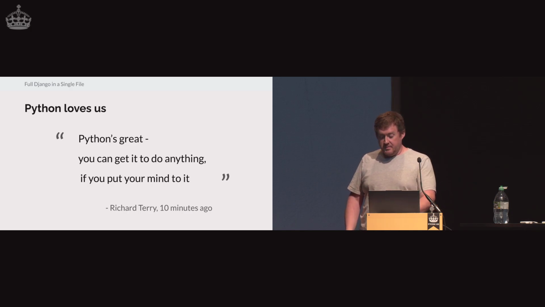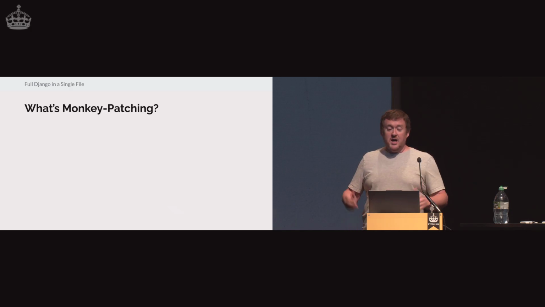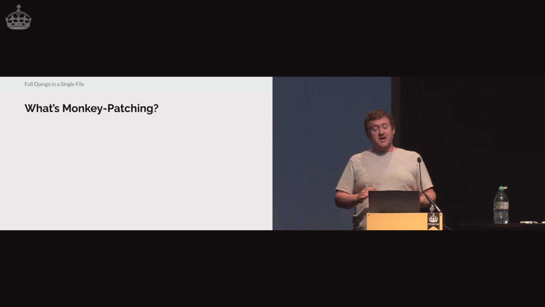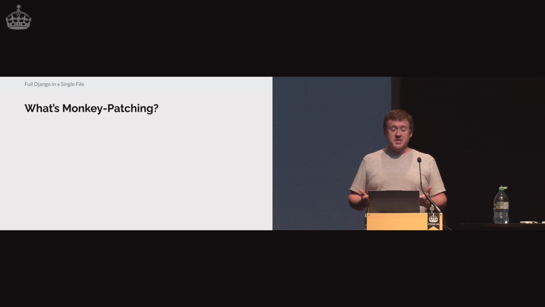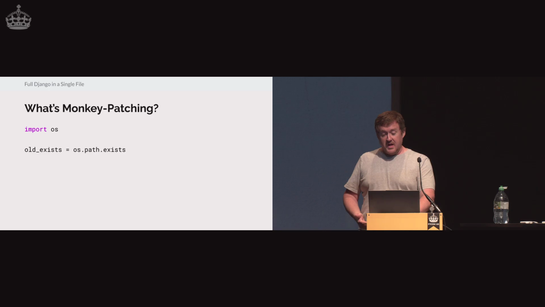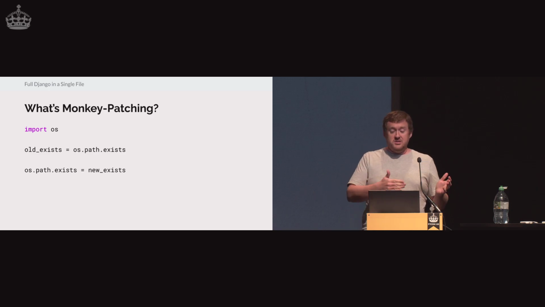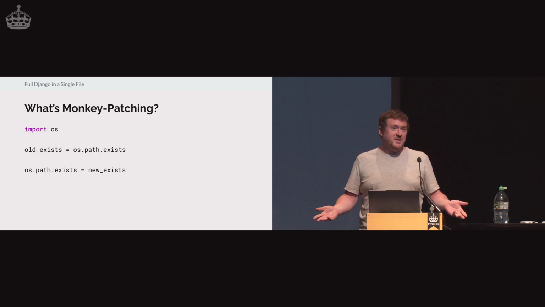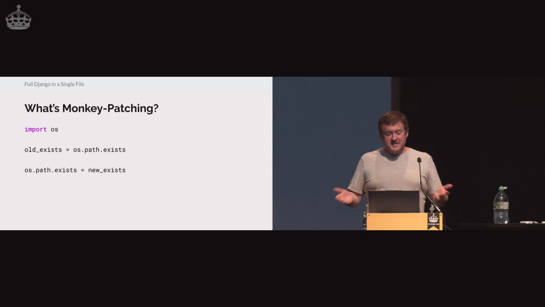Now, in case you're wondering what monkey patching is, a brief diversion. Monkey patching is the practice of changing other people's code at runtime. Python makes this possible because everything's an object, including functions. So we can put a reference to a function in a variable, and we can overwrite the original function just as easily. What could possibly go wrong? Well, quite a lot, obviously.